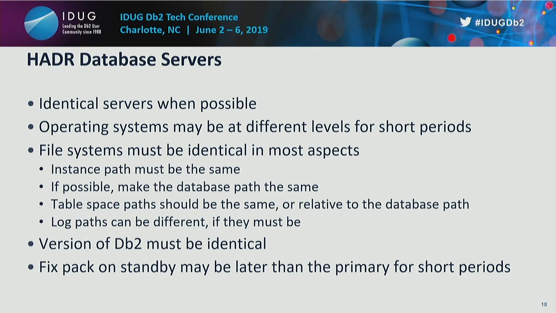The file systems must be identical in most aspects. And the version of Db2 must be identical. So I get a lot of people who come to me and say, hey, Ember, can I use HADR failovers to do an online upgrade, to do a rolling upgrade of Db2? For version level upgrades, that is not true. You cannot use different versions. However, you can use different fix packs. So when you're applying a fix pack, you can do a rolling upgrade of Db2 with the fix packs. And specifically, the fix pack on the standby can be later than the primary for short periods.